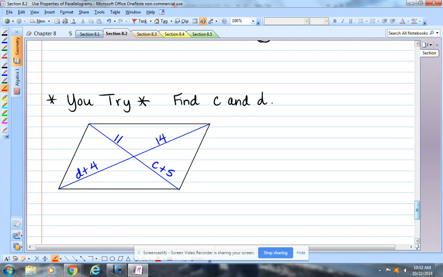All right, let's say I want to find C first. That means I take C plus 5 and set it equal to what? 11, because that diagonal is bisected, and it's going to be equal to 11. So I subtract 5, and C equals what? 6. And if I want to find D, I take D plus 4 and set it equal to what? And then I subtract 4, and D equals what? 10. Raise your hand if you got 6 and 10. Any questions about those? Any questions about anything today?